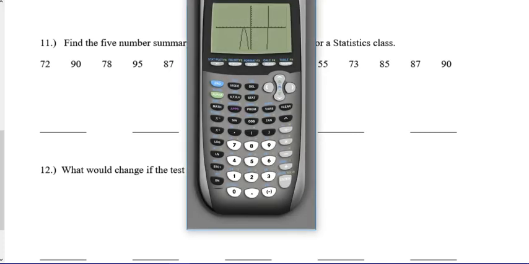Hopefully you remember this from Algebra 2. You go to Stat, you go to Edit. I'm going to go over to my L1, which I don't have, so let's go to L3. And I'm going to go up, and I'm going to hit Clear. Not Delete, Clear, and come back down. It empties my data set. I'm going to put these numbers in.